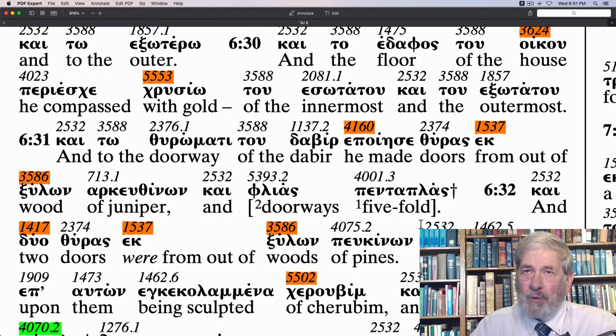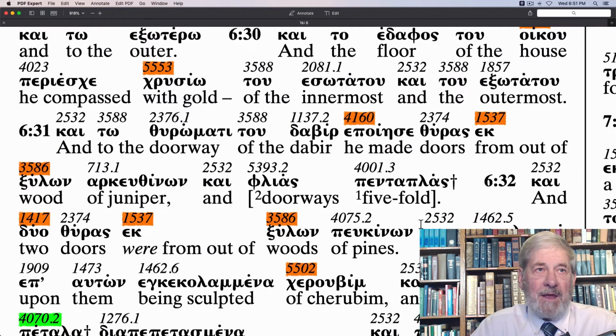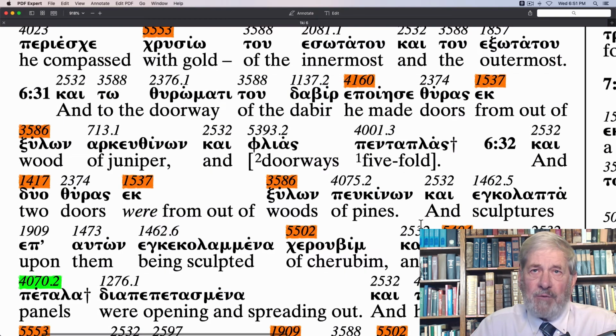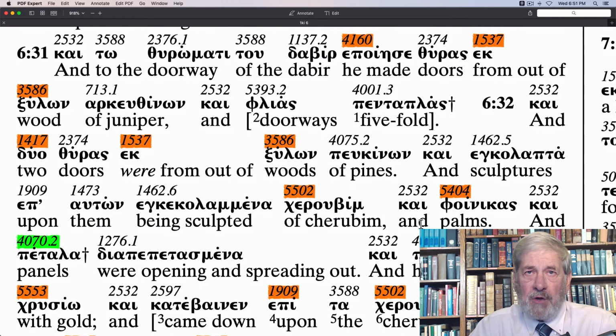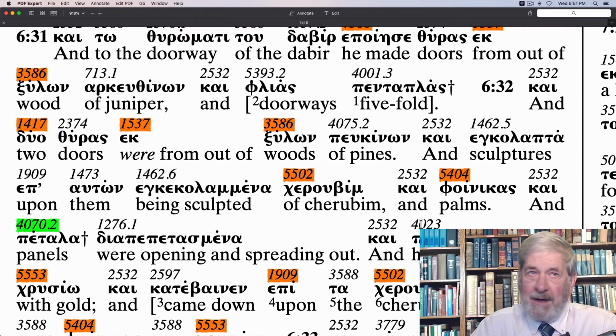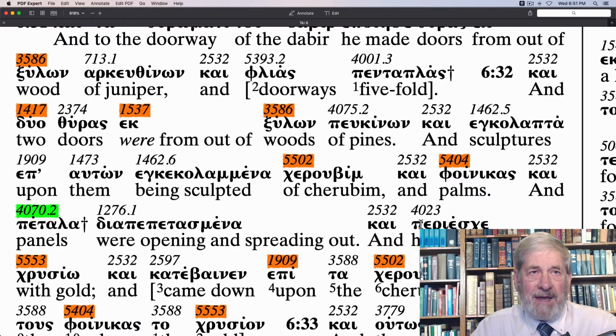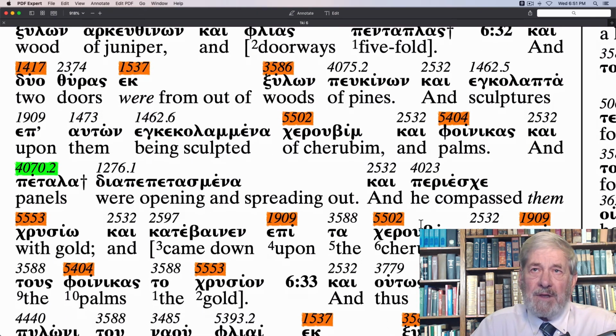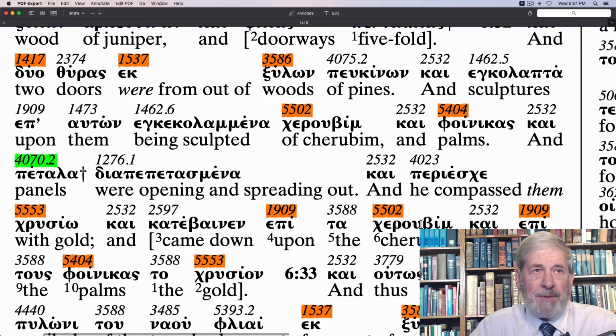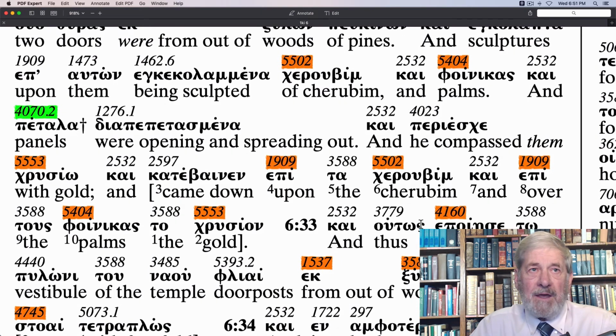And to the doorway of the davir, he made doors from out of woods of juniper, in a fivefold doorway, so folded out. And 2 doors were from out of woods of pines, and sculptures upon them being sculpted of cherubim and palms. And panels, patella, were opening and spreading out, these wooden doors, and he compassed them with gold. And the gold came down or covered over upon the cherubim and over the palms.